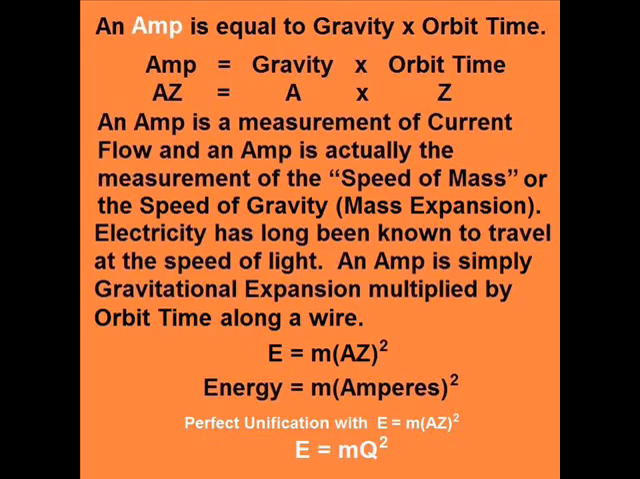An amp is equal to gravity times orbit time. An amp, az, is equal to a times z. An amp is a measurement of current flow, and an amp is actually the measurement of the speed of mass, or the speed of gravity, mass expansion. Electricity has long been known to travel at the speed of light, and an amp is simply gravitational expansion multiplied by orbit time along a wire. E equals maz squared. Energy equals m times amperes squared.